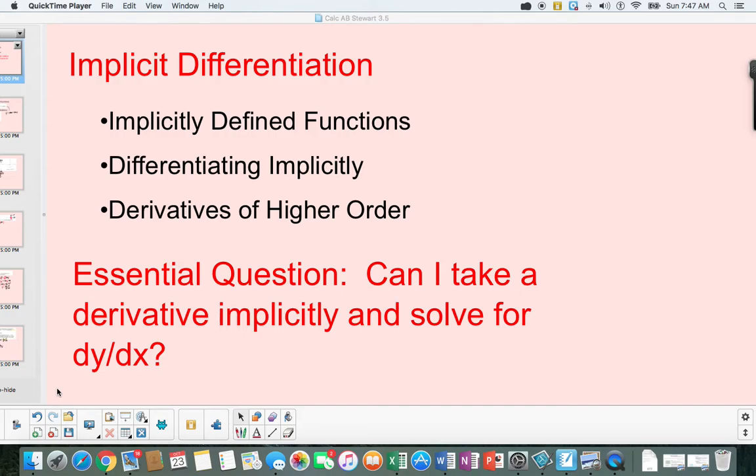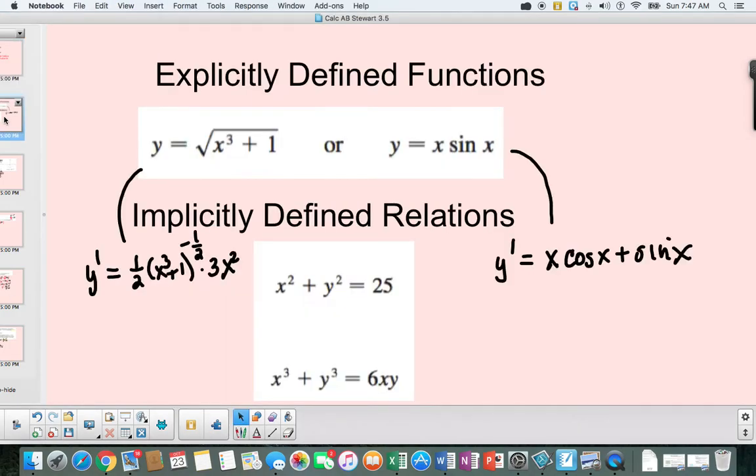Implicit differentiation. Essential question: can I take a derivative implicitly and solve for dy/dx? Let's take a look at explicitly defined functions. You can see this one, I've taken the derivative. It's in terms of x, and I've used the chain rule. Here's another function in terms of x, and I've used the product rule.